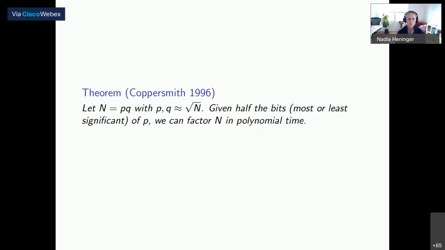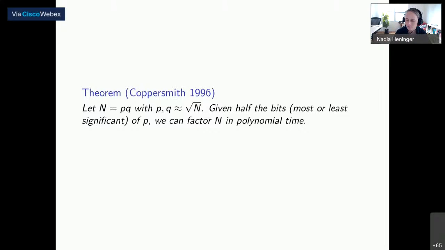Coppersmith's theorem, which I found amazing the first time I saw it, is essentially that if you have half of the bits, most or least significant, or even an unknown chunk of middle bits, which I'll talk about in a little bit, then you can factor n in polynomial time. This is not at all obvious, right? Factoring is supposed to be hard.